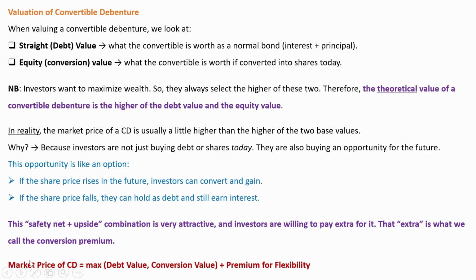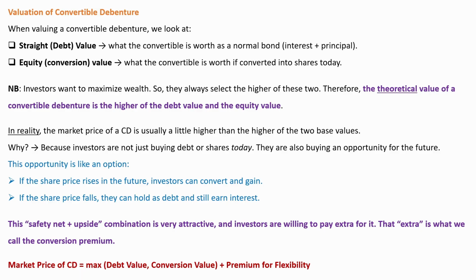The last sentence is answering that question. The market price of a convertible debenture is given by maximum. Compare the debt value and the conversion value. Select the maximum. Do not take both. If debt value is higher, you select it. If conversion value is higher, you select it. So you pick just one.